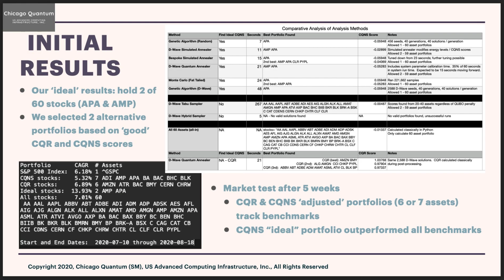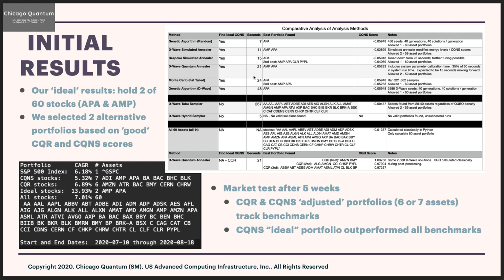Initial results. So, what did you get? Over to the right, you see the same solvers. We did also add the D-Wave quantum annealer with our Chicago quantum ratio solution. You see the best assets or portfolio found. So when we allowed it to find one asset, which we typically don't, it picks APA, which is Apache, out of the 60. When you allow it to pick two or more, it picks AMP, Ameriprise, and Apache. Pretty consistently across the models.